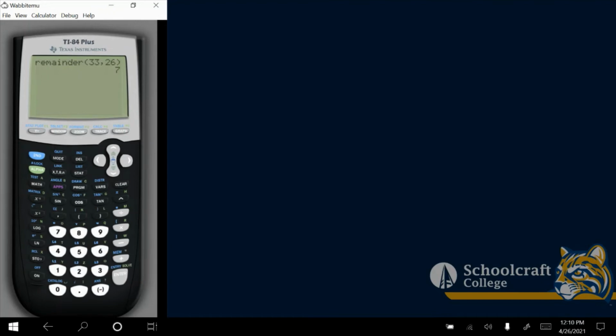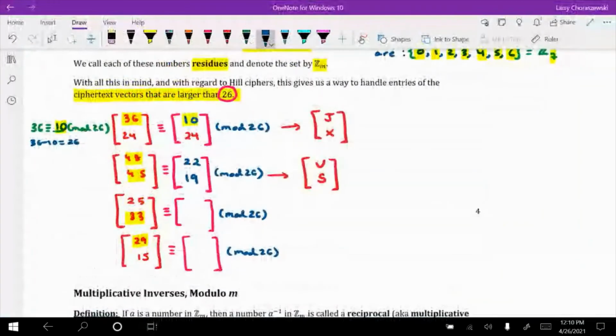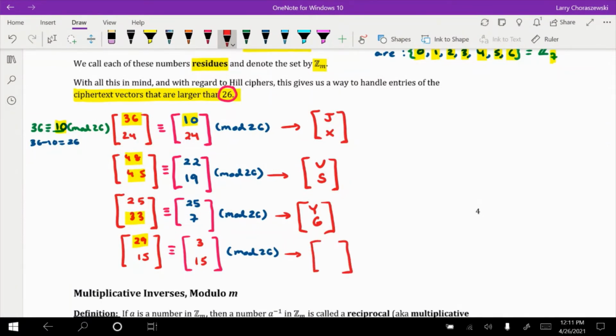Did that help out? No problem. So 25 can stay as is. 33 reduces to 7 modulo 26. So the two letters that we should get out of that are Y and G. 29 would be congruent to 3 modulo 26. 15 does not need any reducing. So this yields the two letters C and O.